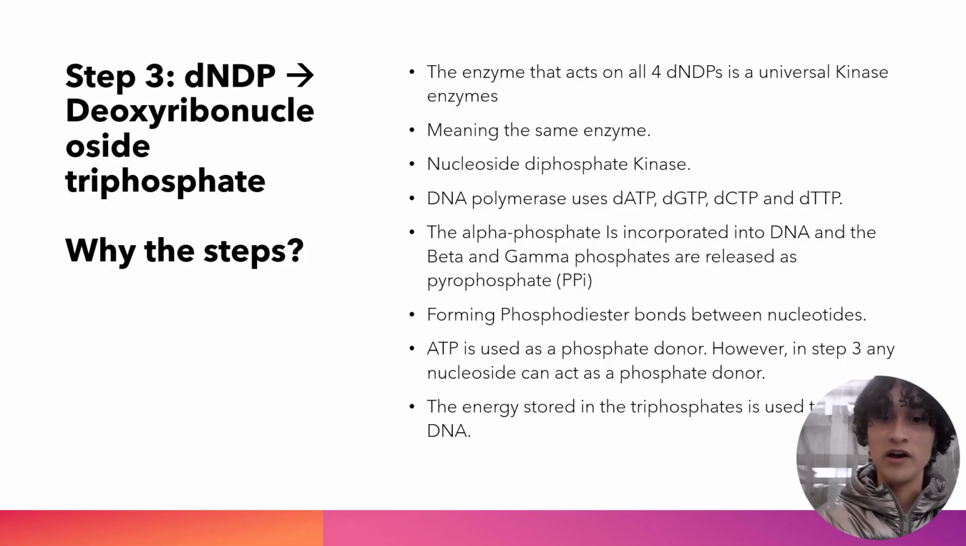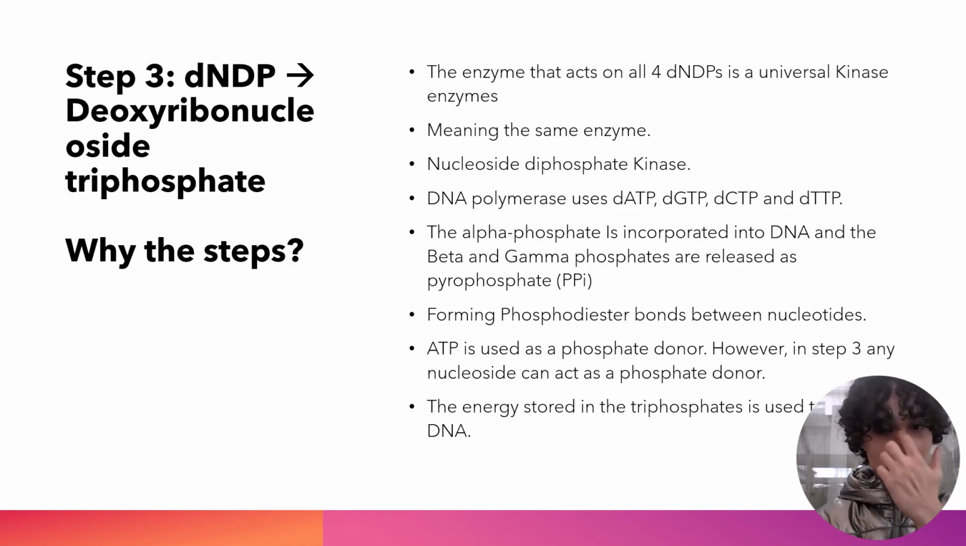It's nucleoside diphosphate kinase. Now we've got 3 phosphate groups on our nucleoside, so it's now a deoxyribonucleoside triphosphate. We've got an alpha phosphate, and the alpha phosphate is linked directly to the deoxyribose sugar through the phosphoester bond, and then the alpha phosphate is linked to the beta phosphate via a phosphoanhydride bond, and the beta phosphate is linked to the gamma phosphate via a phosphoanhydride bond.